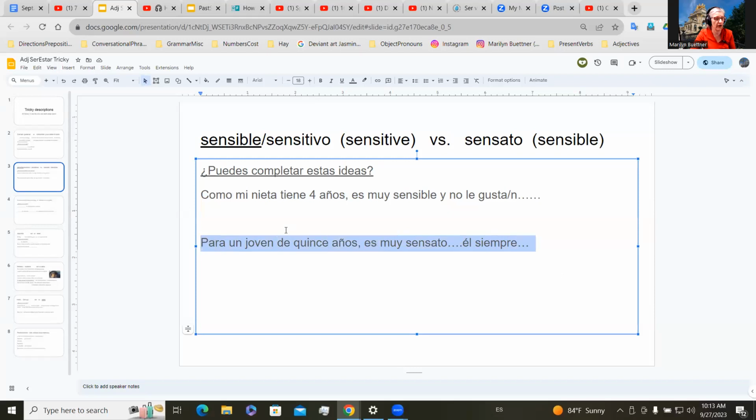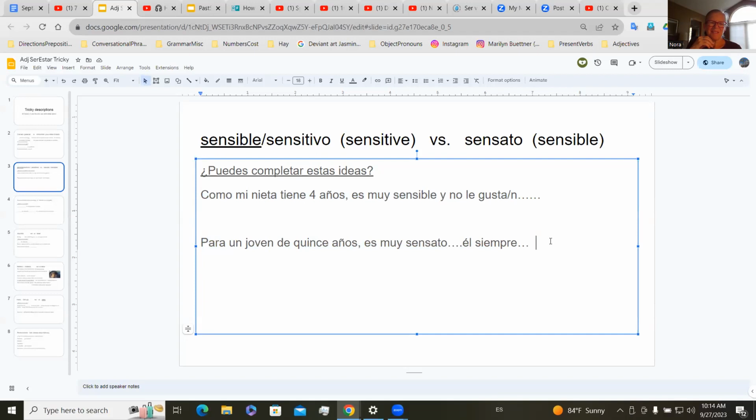Bueno, siguiente. Ok, on the other hand, if we do want to say sensible, we cannot use sensible. We need to use sensato. Sensato, ¿sí? Para un joven de 15 años es muy sensato. For a 15-year-old kid, he's pretty sensible. Y un contexto, context. ¿Él siempre? Usa un abrigo cuando hace frío. Okay. Usa abrigo cuando hace frío, sí. Eso sí. ¿Tiene sentido? That makes sense, sí.